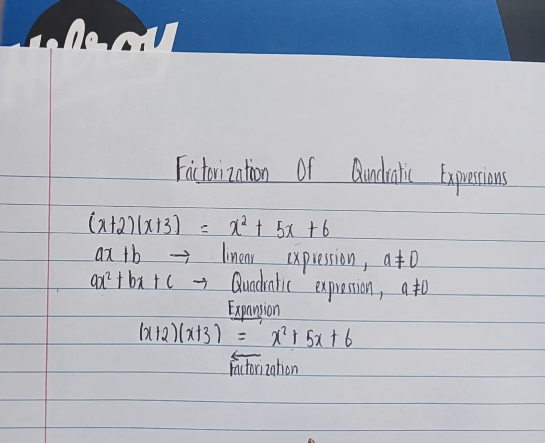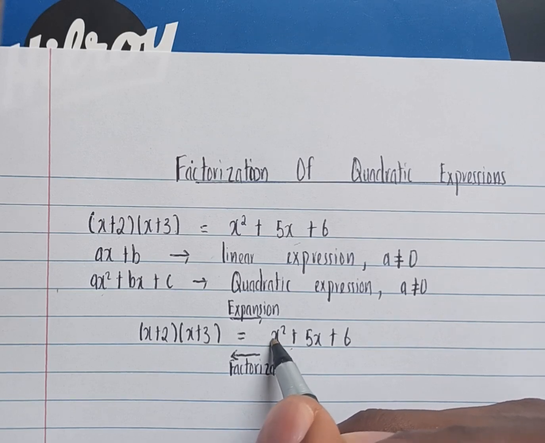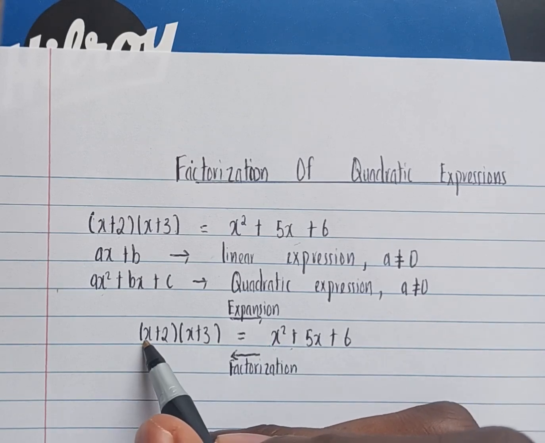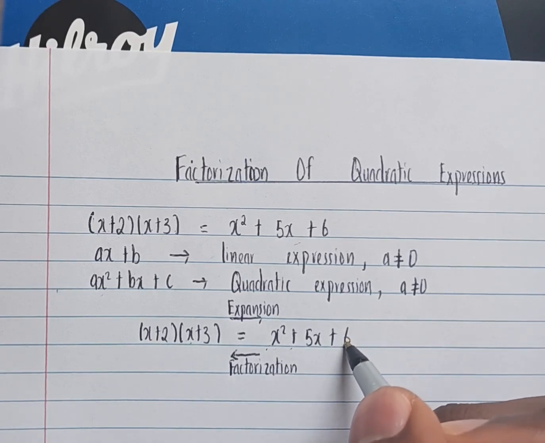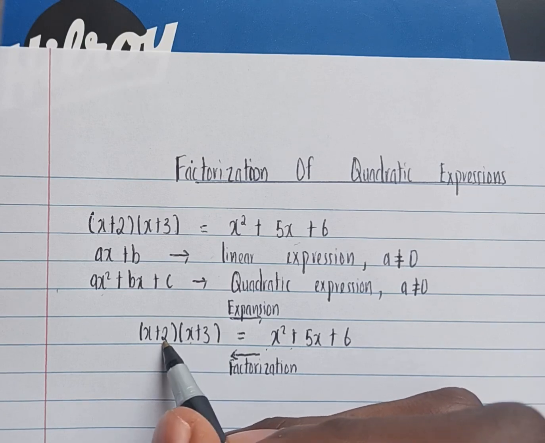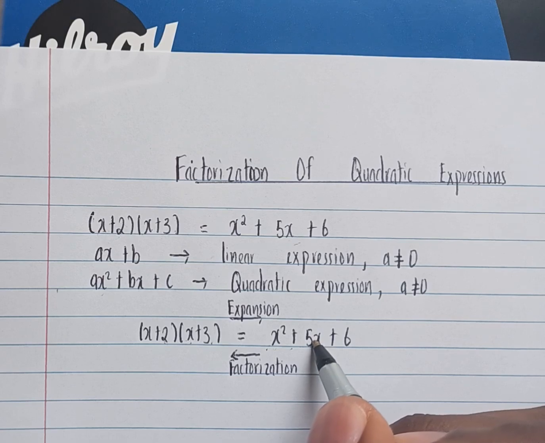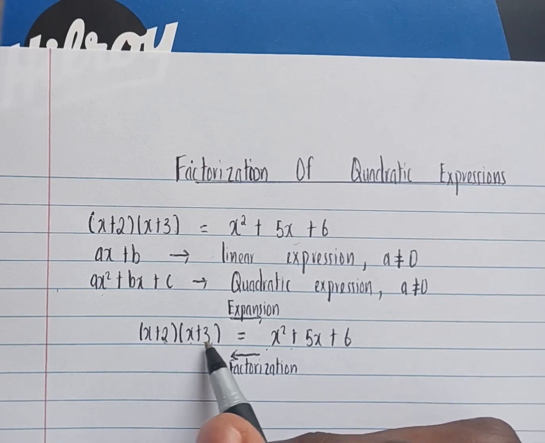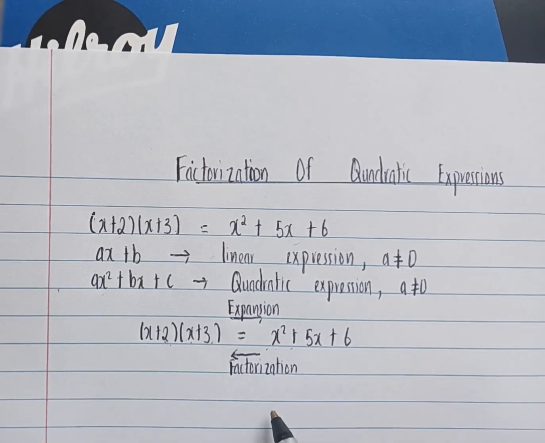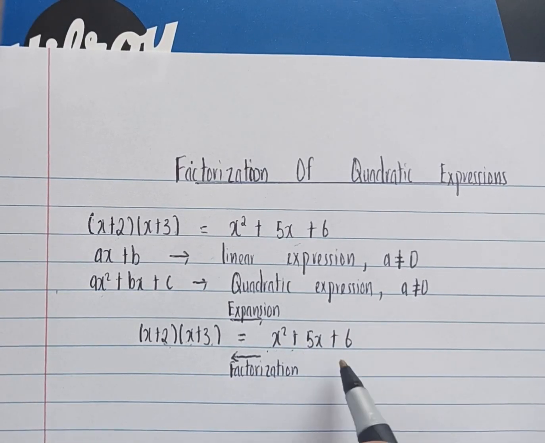Here we notice that the coefficient of the term in x squared, which is 1, is the product of the coefficients of x and x, so 1 times 1. The constant 6 is the result of multiplying the constants of both linear expressions, 2 times 3, which is 6. And the coefficient of the term in x, which is 5, is the result of adding the two constants. That's how we usually move from the right hand side to the left hand side.